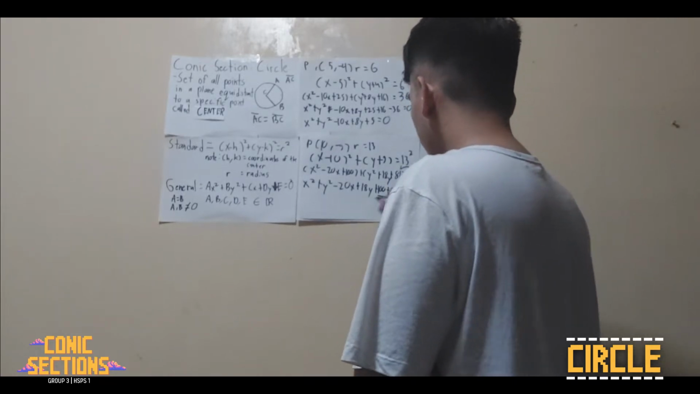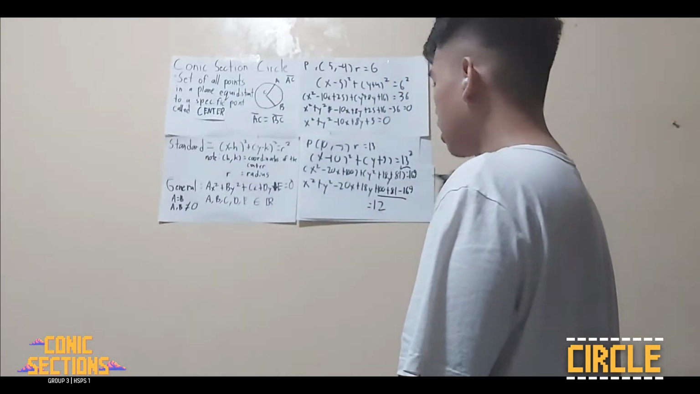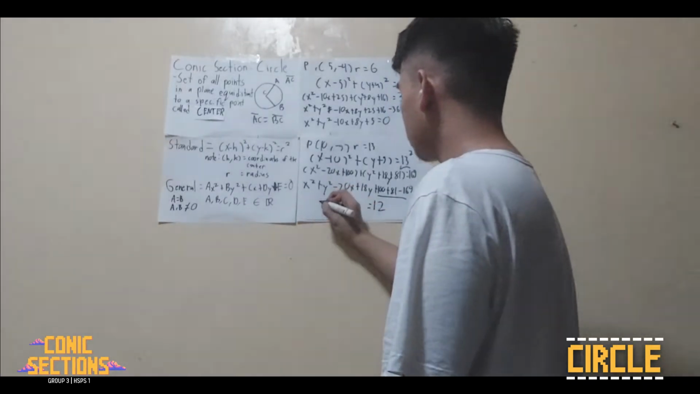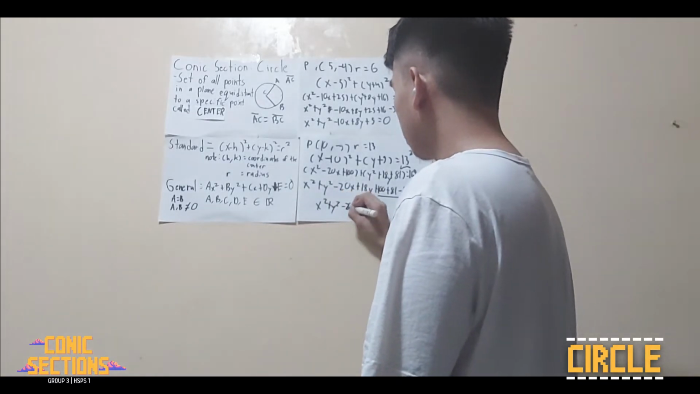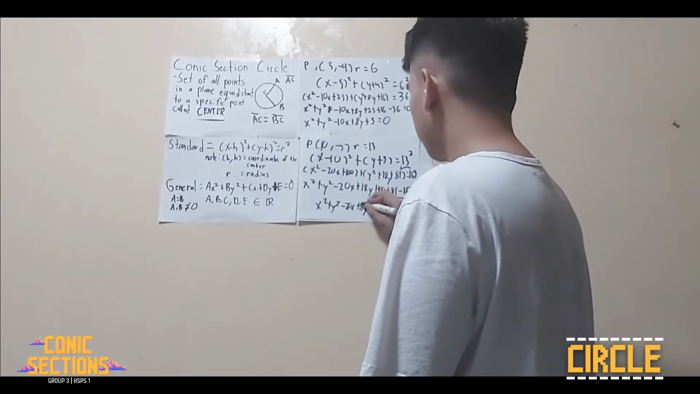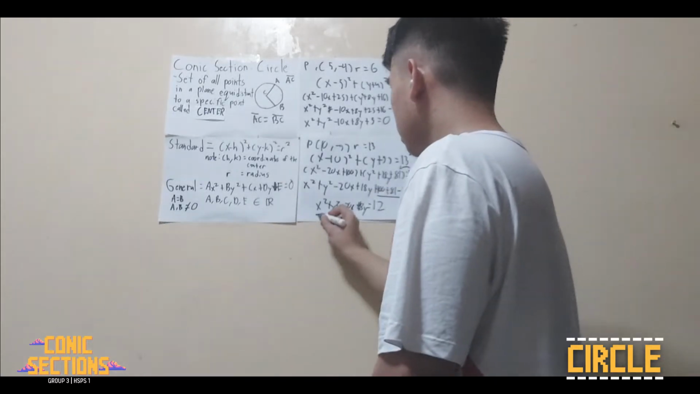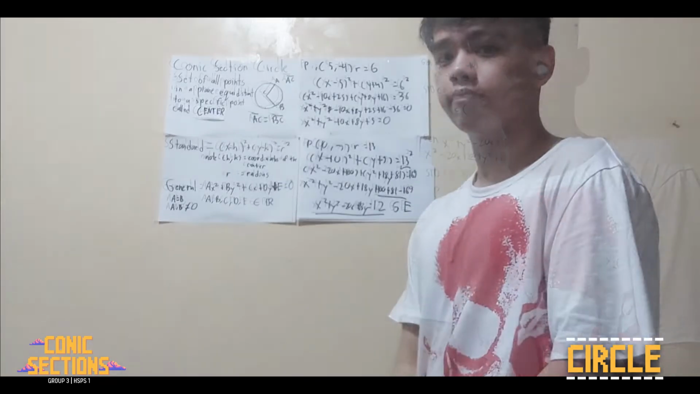We combine everything, it becomes 12. And now, we just copy everything else. X squared plus y squared minus 20x plus 18y. And that is our general equation.